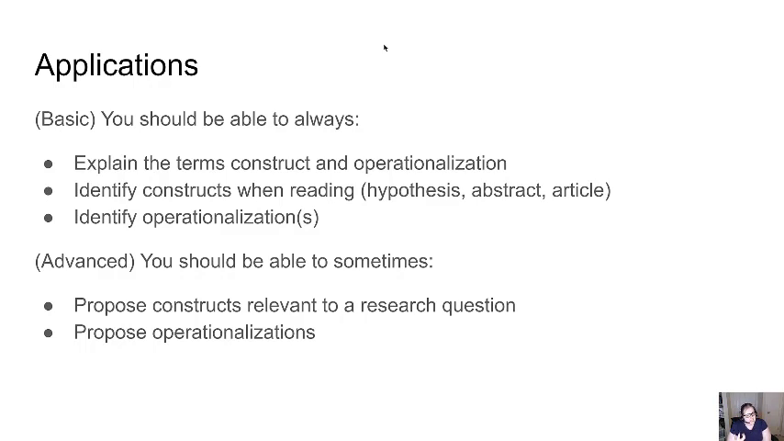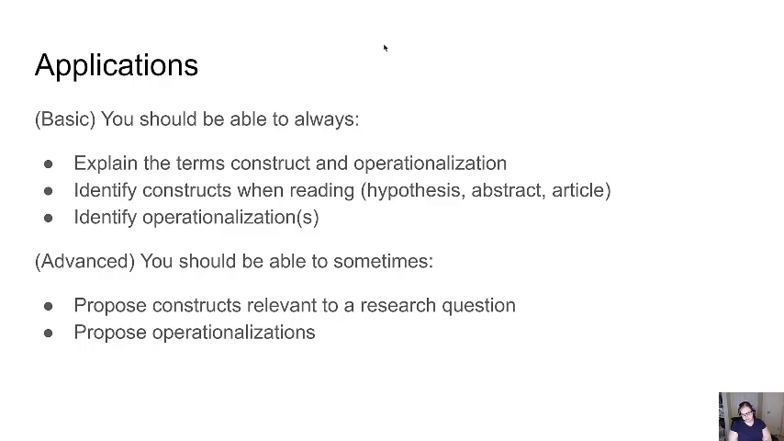So you need to be able to tell me a construct is a measurable thing, right? It's a factor that we can study in an experiment. And operationalization is, of course, how we use that, right? It's the method in which we do that measuring. Other things you have to be able to do are identify them when you're reading. So in an actual hypothesis like we did, or in an abstract, which is like the summary of the study you see at the beginning of an article, or in an entire article maybe, right?